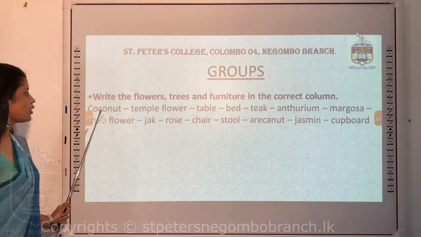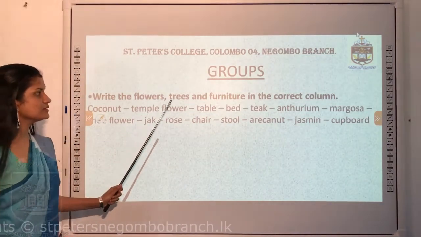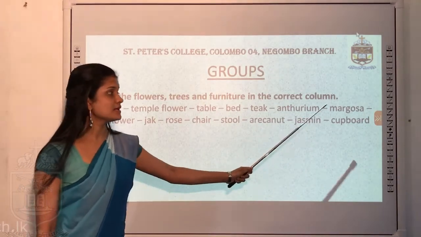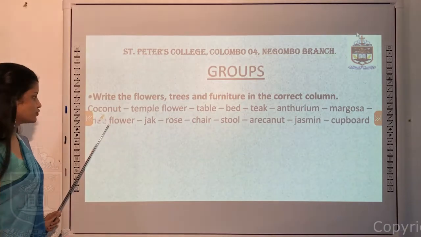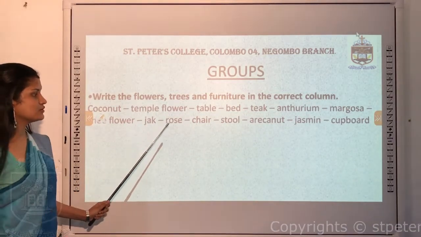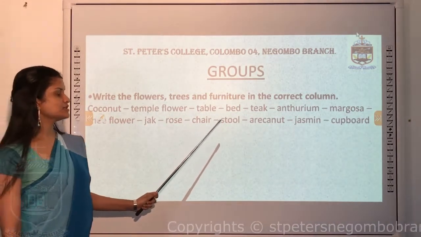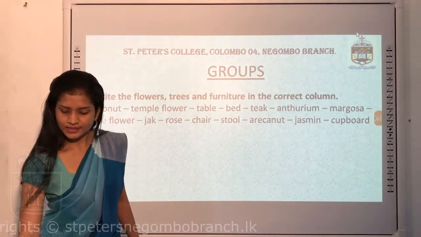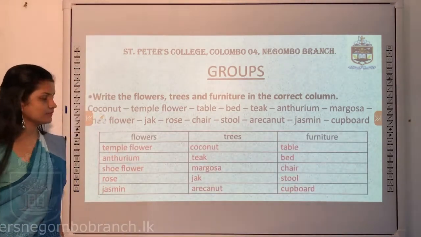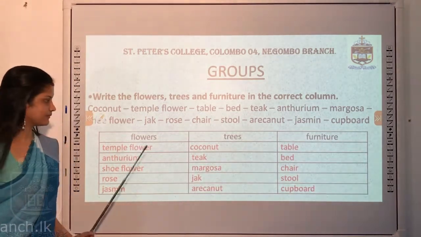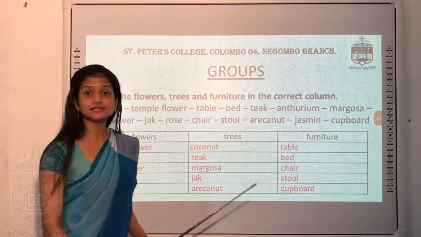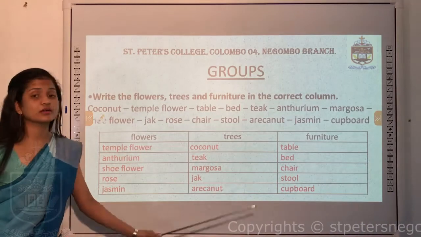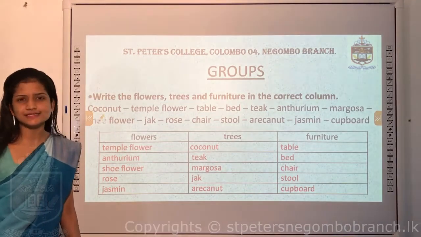We'll read the words. Coconut, temple flower, table, bed, teak, anthurium, margosa, shoe flower, jack, rose, chair, stool, areca nut, jasmine and cupboard. Now see, I have given the answers as well. Flowers, trees, furniture separately. You have to find the correct word and put it into the correct column. That's really easy for you all.